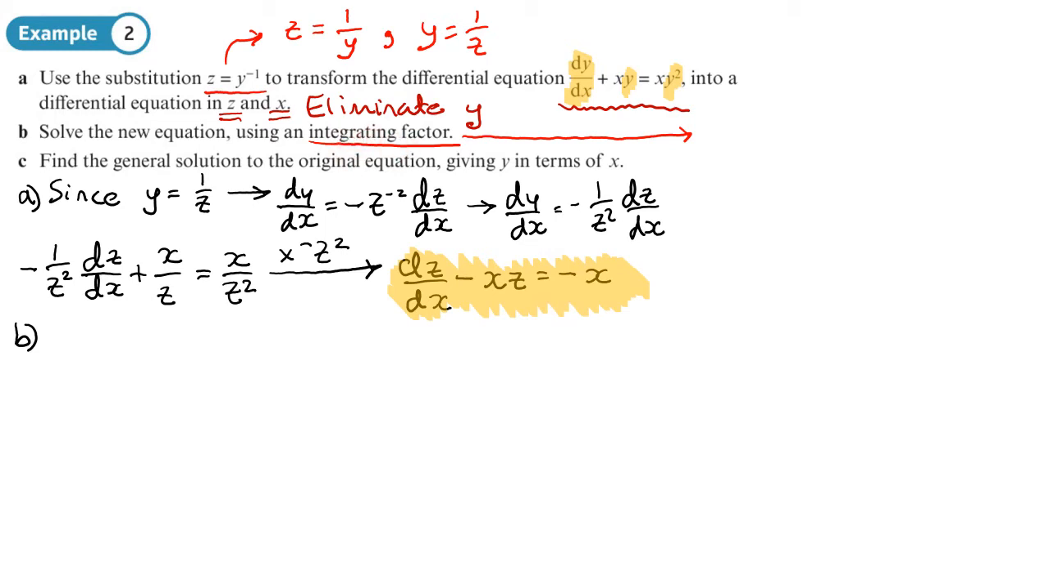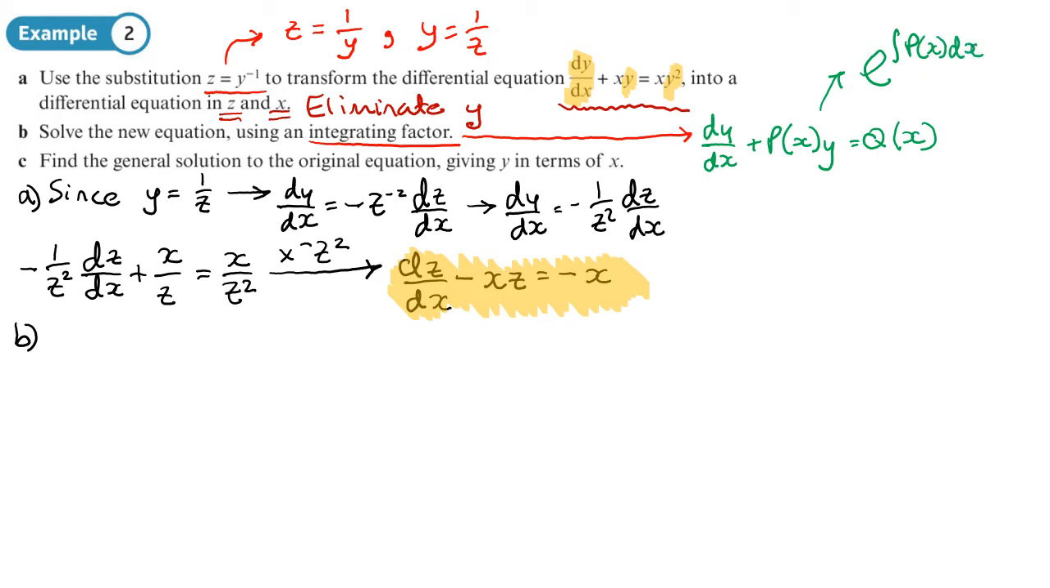Now the integrating factor, remember, is where we have a differential equation in this form, like this, and then what we do is we'd multiply every term by e to the power of the integral of p of x dx.